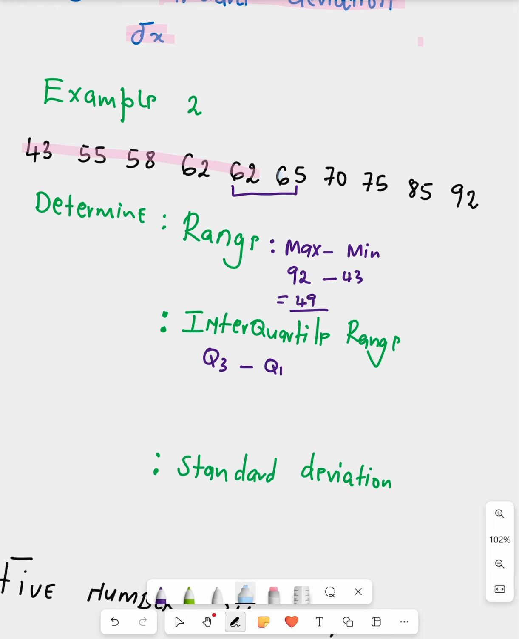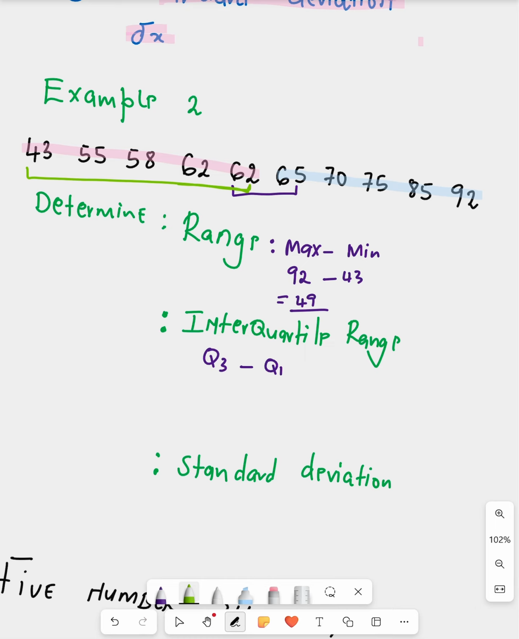One median, which is 65, will belong in the upper data set. So now Q1 is the median of this lower data set. And then Q3, which is the upper quartile, is the median of your upper data set.